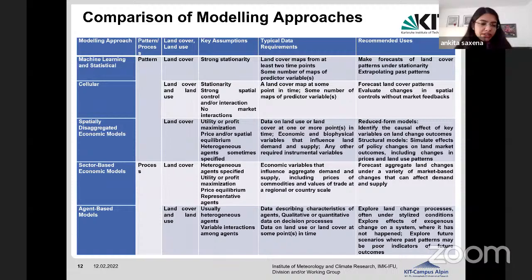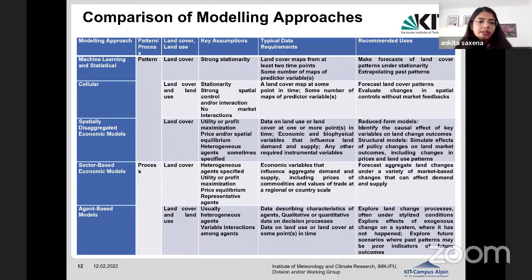So machine learning based modeling approaches are good, and it is pattern based because it generates patterns of urbanization, and it is strong in stationarity and can give you an idea about urbanization in the future. It requires land use, land cover information, and some predictor variables, like what drivers you are considering for analyzing your urban growth.